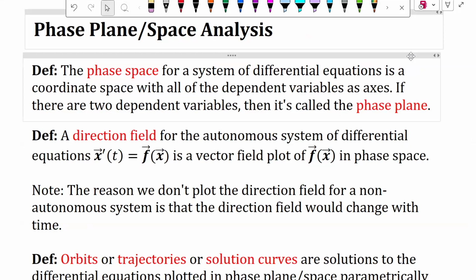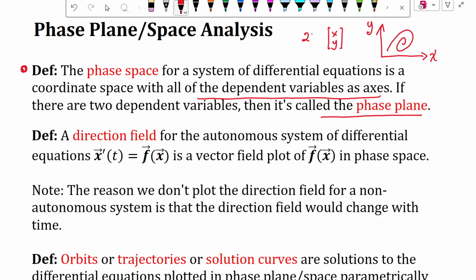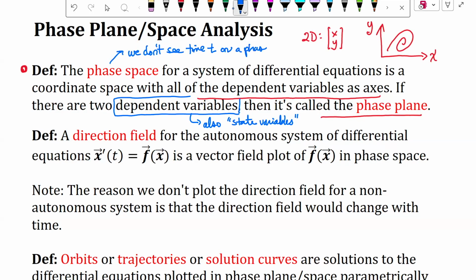Here we introduce some useful vocabulary. We've made mention of the phase space. The phase space for a system of differential equations is a coordinate space where all the dependent variables are the axes. If there are only two dependent variables, then we have the phase plane. So, for example, with two dependent variables, we simply will be plotting our trajectories in, say, the XY plane. These dependent variables are also called state variables. Notice again that in phase space, time t is not seen explicitly.